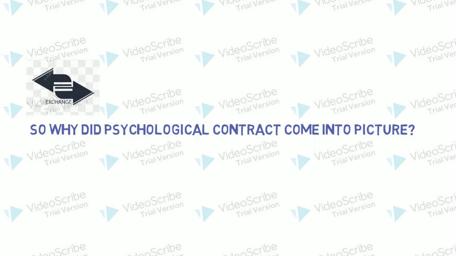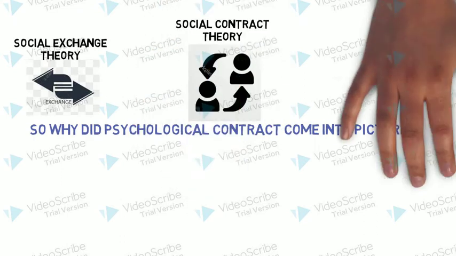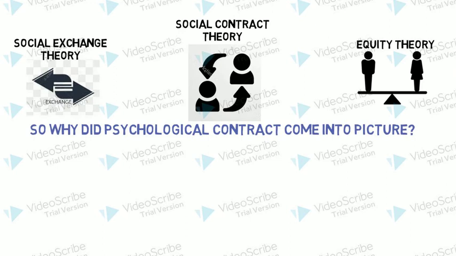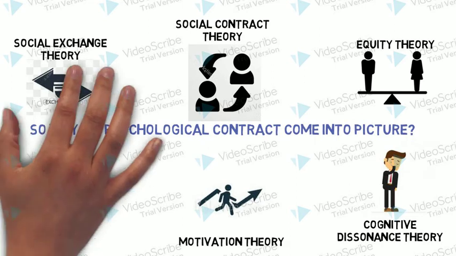The first is social exchange theory. The second is social contract theory. The third is equity theory. Fourth being cognitive dissonance theory. Fifth is motivation theory. Sixth is organizational justice.